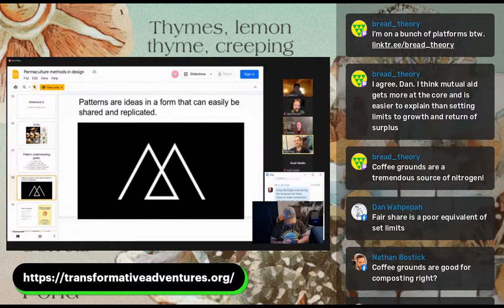But the first is just to give a definition of patterns. As far as we're concerned in a permaculture context, patterns are ideas in a form that can be easily shared and replicated. So when we're talking about patterns, we might talk about nature patterns, but really the phenomenon happening in nature might be a wave or it might be tessellation. It's really the pattern part that's happening up in here. Our brains are amazing pattern computers, and our brains look for patterns in nature. So when we're talking about patterns, we're talking about the human part of it, how we perceive nature and how we can share that. So in a way, patterns are a form of human communication.